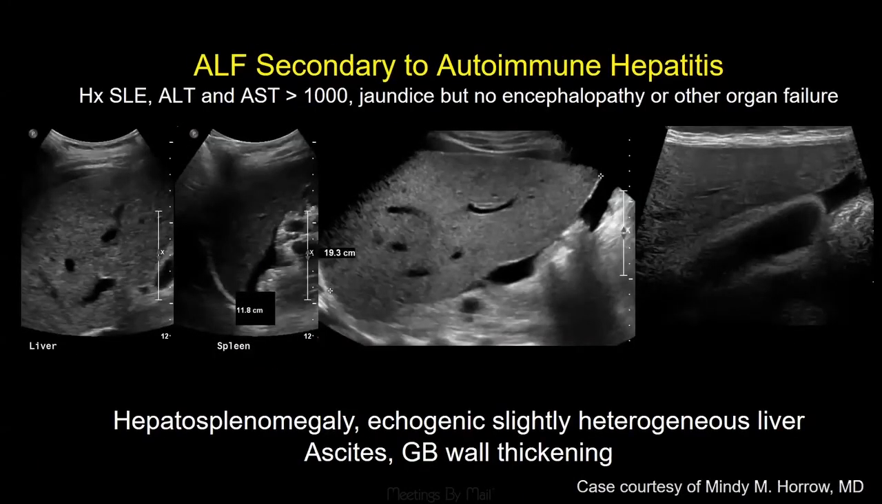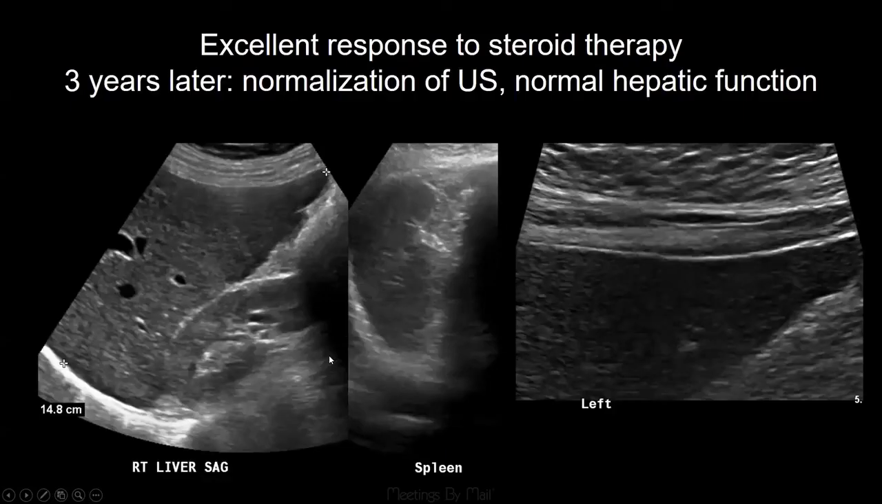So this is a patient who had ALF secondary to autoimmune hepatitis. She had a history of lupus and elevated liver function tests. Here, the liver is echogenic and enlarged, especially when the liver echogenicity is compared to the spleen. And the patient had ascites and a thick-walled gallbladder. This patient underwent steroid therapy, and imaging 3 years later showed normalization of the liver appearance, resolution of the ascites, and clinically, her liver function tests were normal.